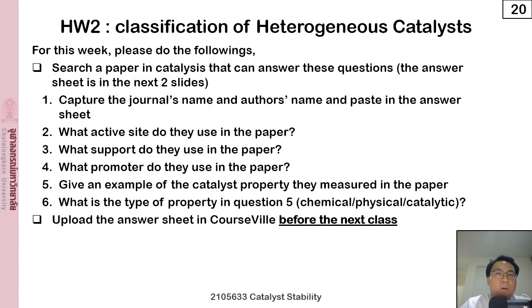The last slide. The second homework for this class is that I would like you to classify the heterogeneous catalyst. This week you will find a paper in catalysis and answer these 5 questions. First, capture the first page of the journal with names and authors, and put it in the box in the answer sheet on the next slide. Then answer what the active site is, what the support is, and what the promoter is. Then give an example sentence in the paper that mentions the property they measure, 3 types of the properties that I taught you today.